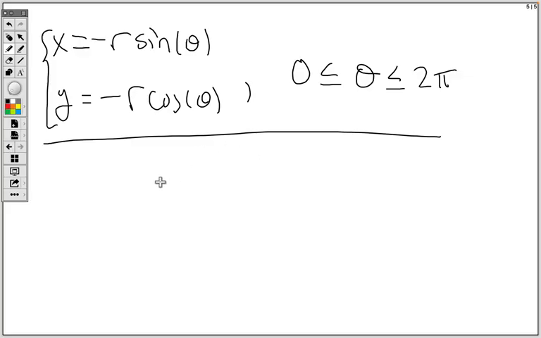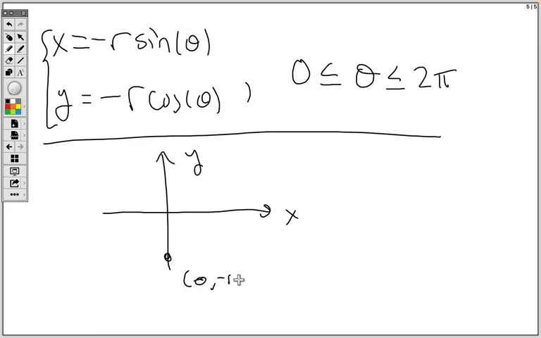So if I just want to do a quick check to make sure this is doing what I want it to do, I can just plug in, for example, the quadrantal angles. If I plug in 0, I get x is 0, y is negative r. So sure enough, I'm down here at the point 0, negative r. At pi over 2, I would be at negative r, comma 0. So sure enough, I'm over here. At pi, I'd be at x is 0, y is positive r. And at 2 pi, I'm back over to here.